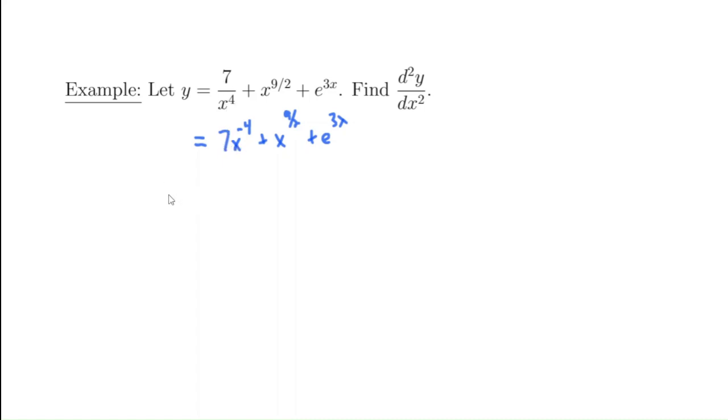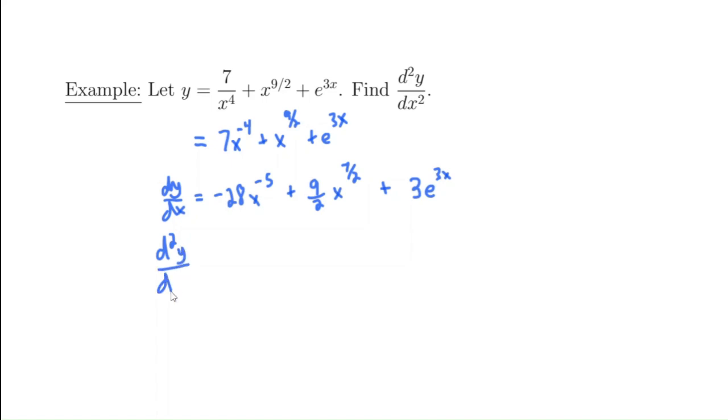Okay, so now let's find y prime, or dy dx. Well, the derivative of 7x to the negative fourth would be negative 28 x to the negative fifth power. Remember, you have to lower that by 1, and lowering negative 4 by 1 gives you negative 5, not negative 3. Okay, and then plus 9 halves x to the 7 halves. If you reduce 9 halves by 1, you're doing 9 halves minus 2 halves, you get 7 halves. Now plus, well, what's the derivative of e to the 3x? Isn't it e to the 3x times 3, or 3 e to the 3x? Okay, we use the chain rule there. So there's the first order derivative.